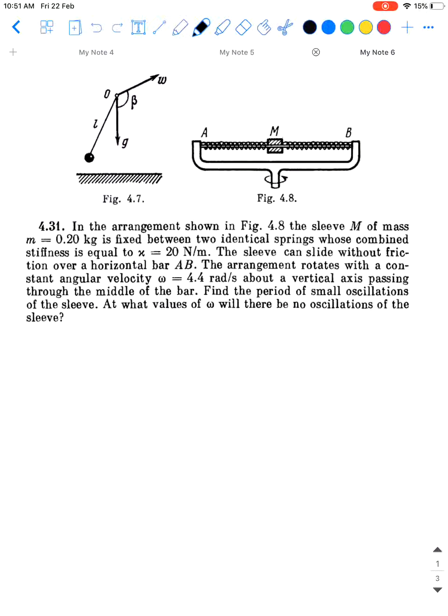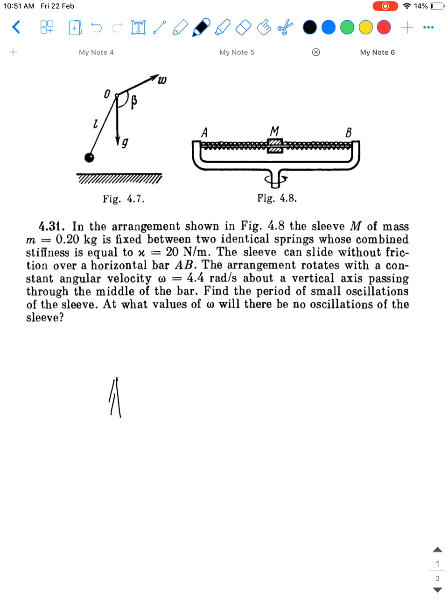It is given that in the arrangement shown in figure 4.8, the sleeve M of mass 0.2 kilogram is fixed between two identical springs whose combined stiffness is equal to X, which is equal to 20 Newton per meter.